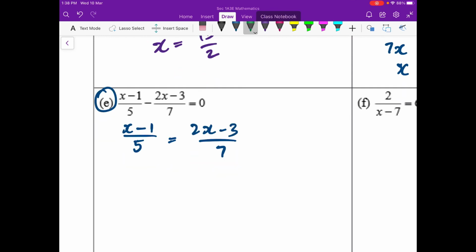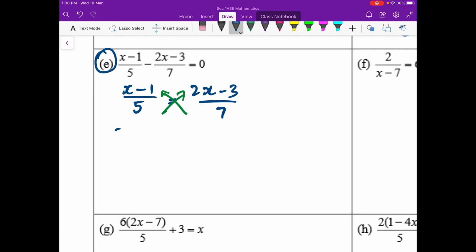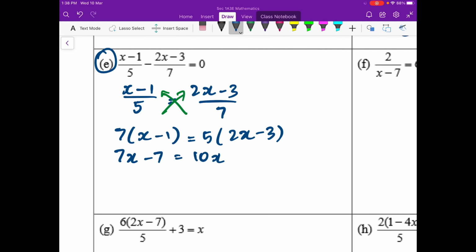Then now, fraction equal to fraction, cross multiply. So 7 times x minus 1, 5 times 2x minus 3. So go ahead and expand, do your usual. Subtract 7x on both sides, we're left with 3x on the right hand side. Add 15 to both sides, 15 minus 7, that is 8. So x equals 8 over 3. Right? So different ways, you will still get the same correct answer. As long as your method is correct, there are no careless mistakes.